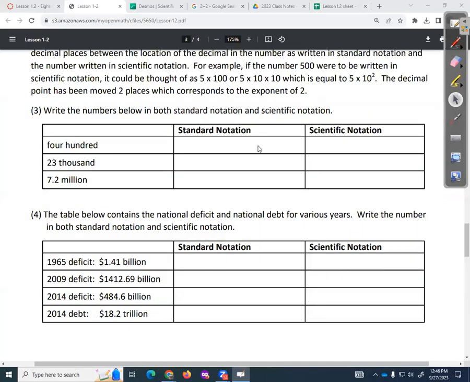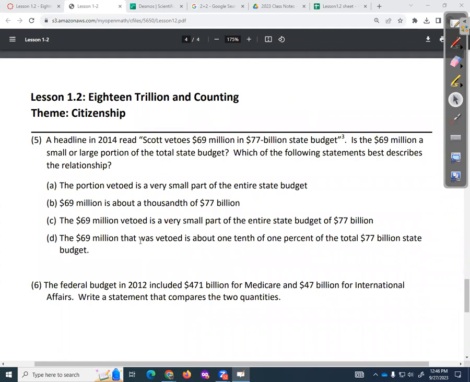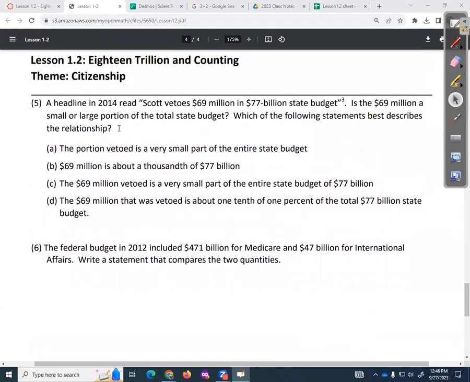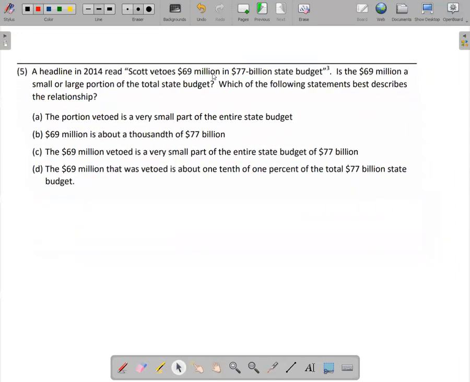Let's see, show desktop, scrolling down. Okay, so here, the first question and the next ones after that are all looking for the same type of approach. So I'm going to do the approach for question 5, and you'll use the same approach on question 6 and 7. New page. All right, so here's my question 5. Basically, we're given some information on the top. Headline in the newspaper, Scott vetoes 69 million in a 77 billion state budget. Question, is the 69 million a large or small portion of the state budget?